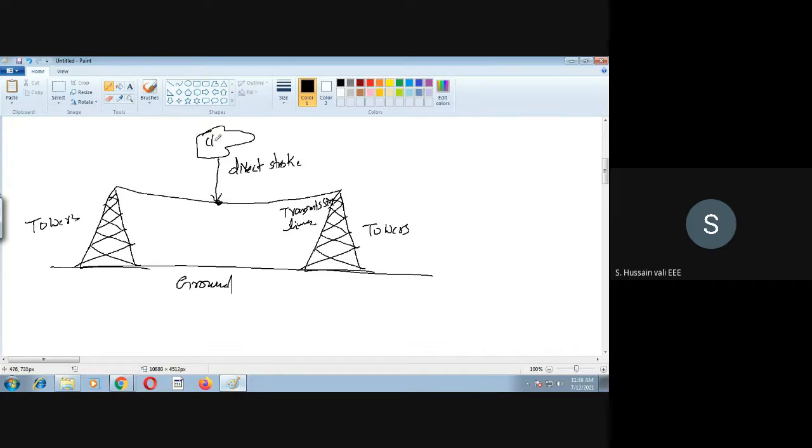This is the cloud. Okay. So now what will happen if this is the case? Then what do you expect now?